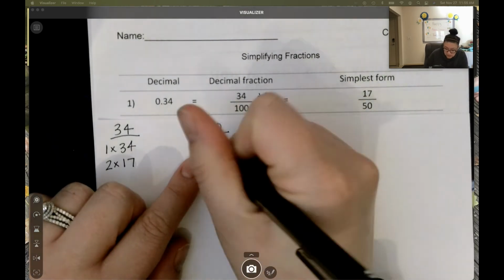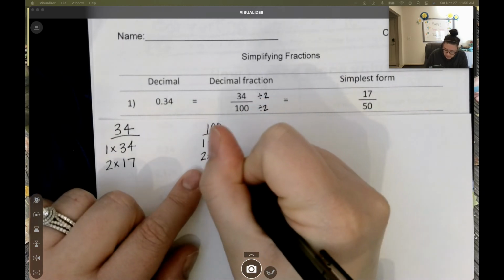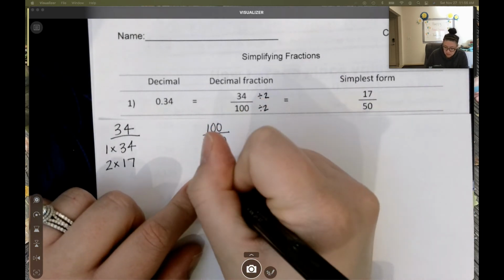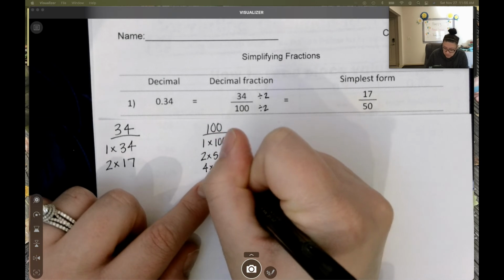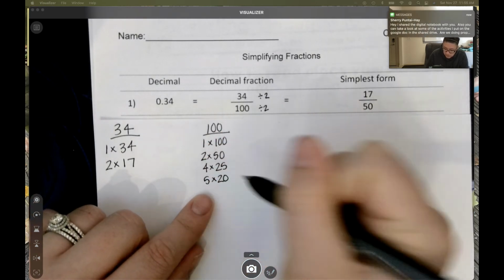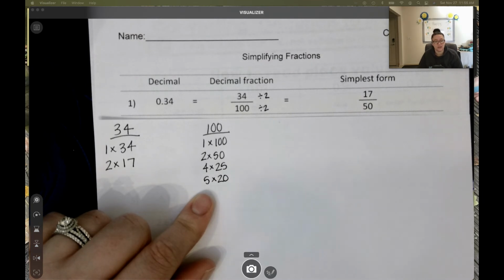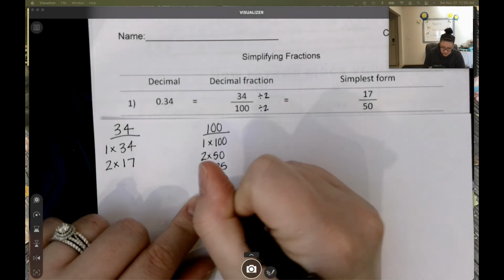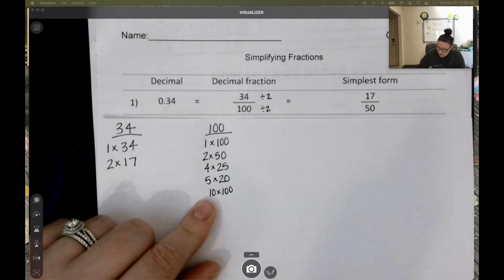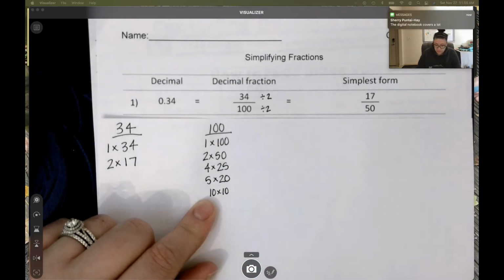To get to 100, I can do 1 times 100. I can do 2 times 50. Can't do 3. I can do 4 times 25. I can do 5 times 20. No 6, no 7, no 8, no 9. 10 times 10 is 100. And now that I've worked up to 10, I've got all of them.